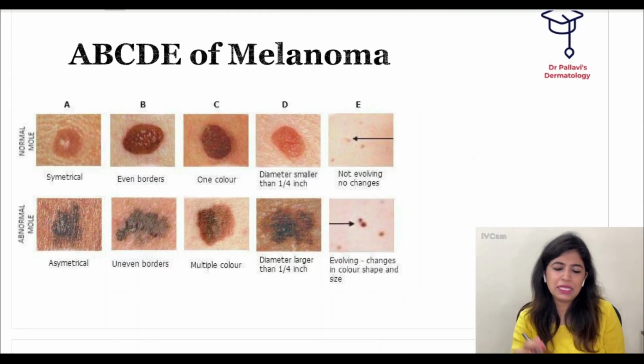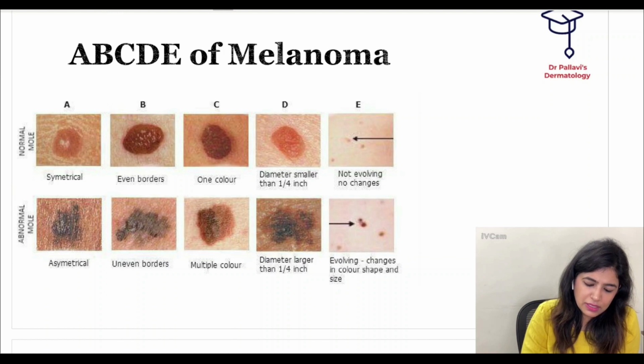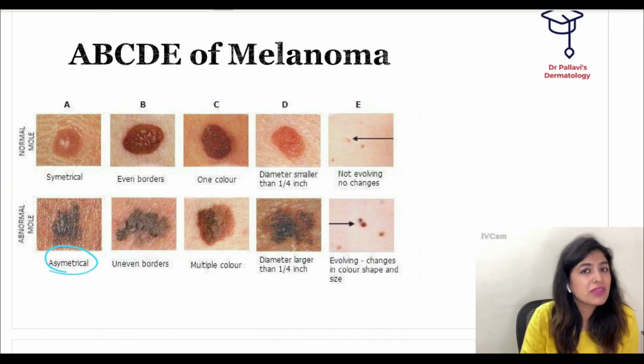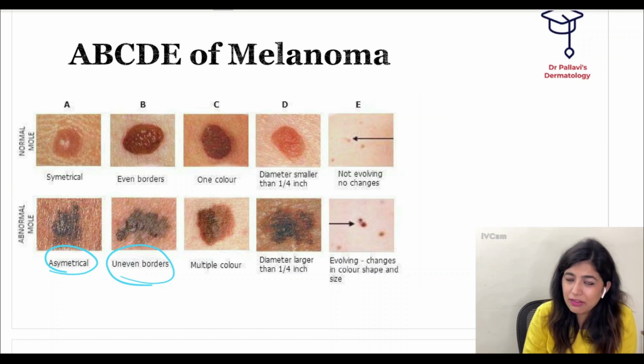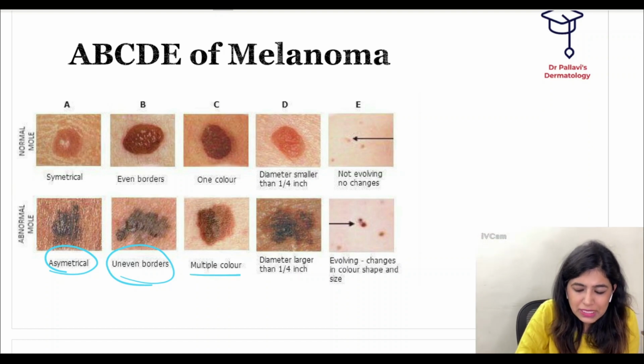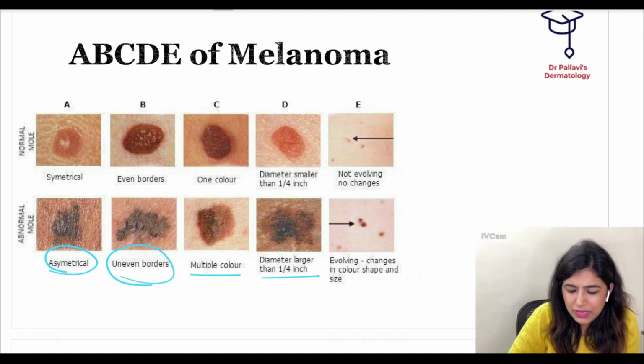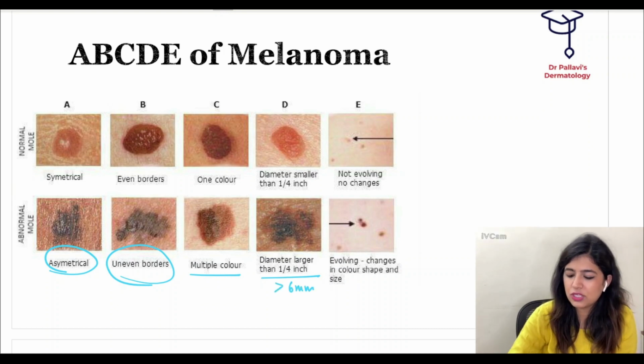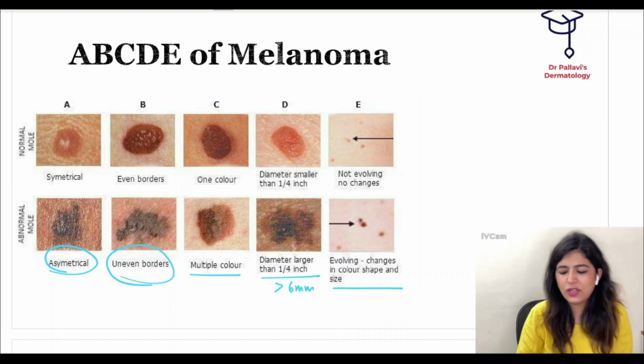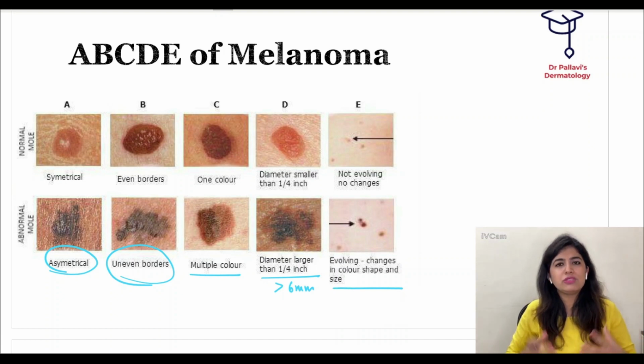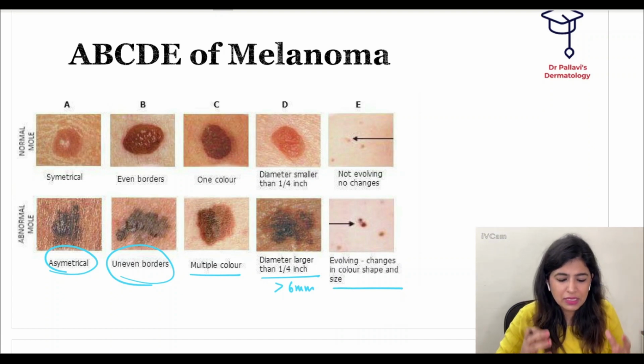See the ABCDE of the lesion. The A means asymmetry, which was there in our lesion. Uneven borders, again we saw that. Multiple colors, diameter more than 1/4 inch, which is 6 millimeter. Our lesion was quite large, and the history will tell you that it is evolving. That means there are some changes which are happening in the lesion.